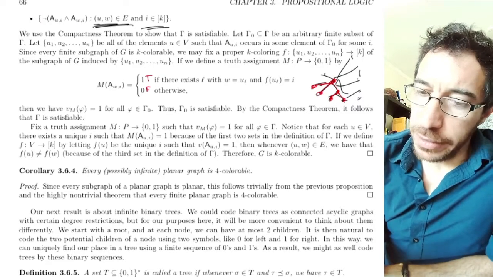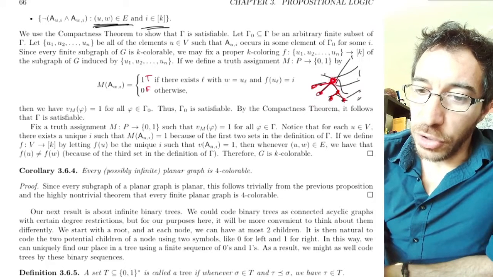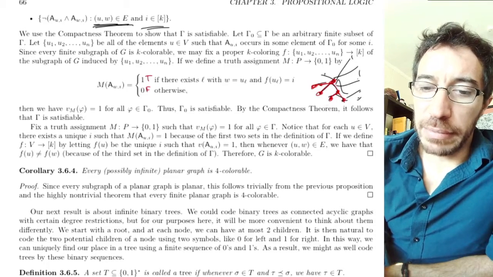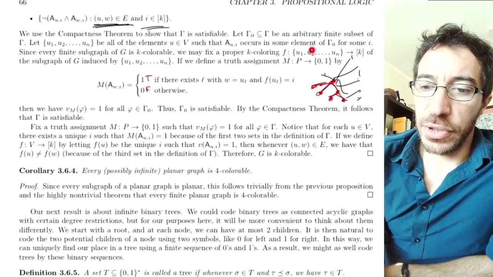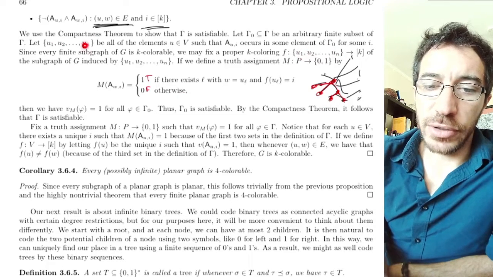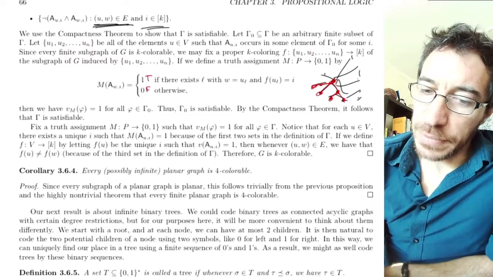Okay, and then why was this so easy? Because we are only using the fact that this is finite, and we are not worrying about the truth assignment outside these vertices, because this works. We only need to show that Gamma 0 is satisfiable, not the whole thing. Okay, so fill in the gaps.